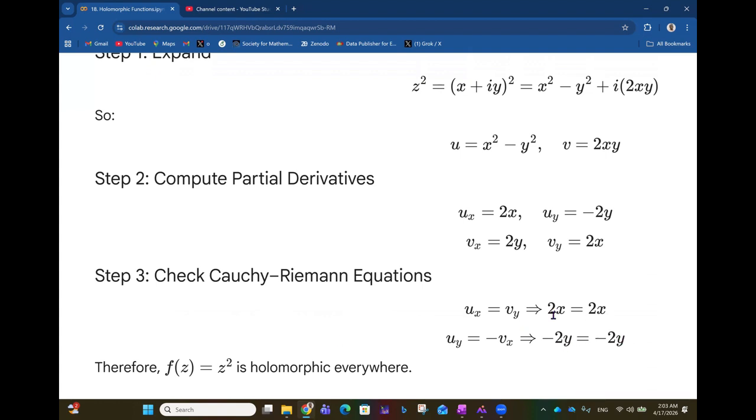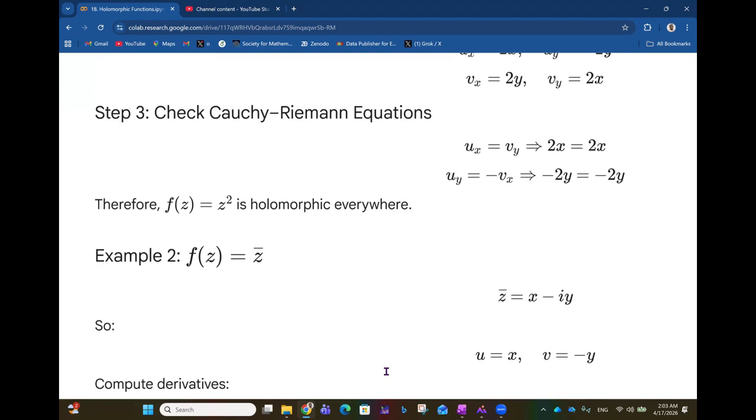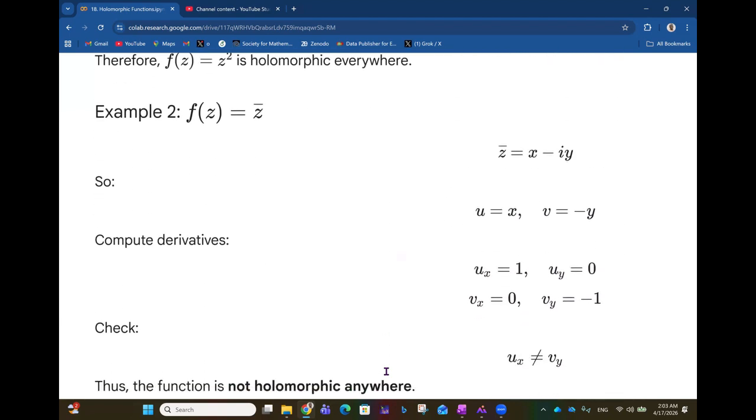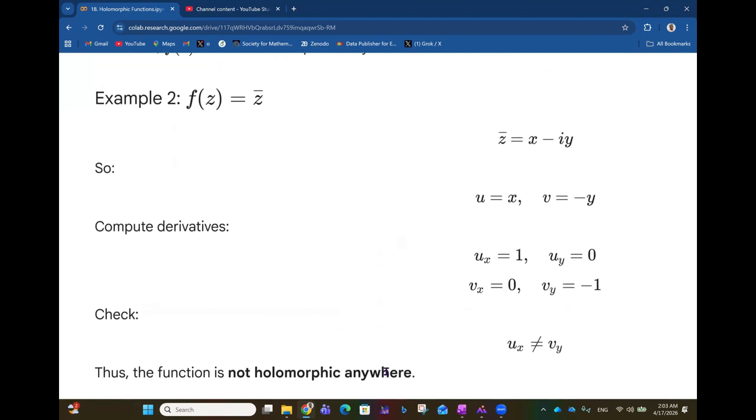Since all the conditions are met, f of z equals z squared is holomorphic everywhere. So we can say that every complex function that obeys the Cauchy-Riemann equations is holomorphic. That means it is differentiable at every point in the given domain D in the complex plane.